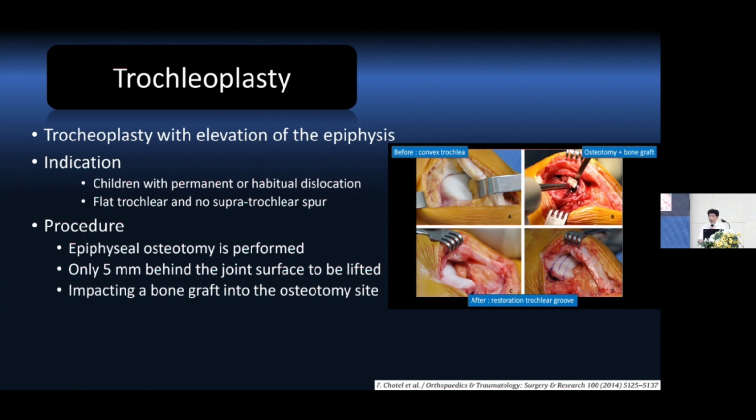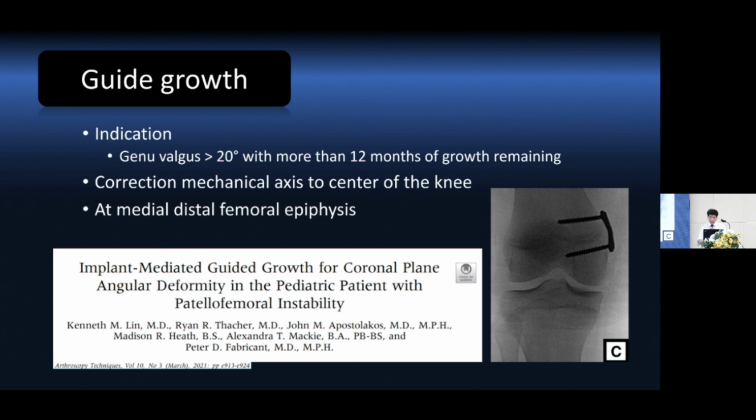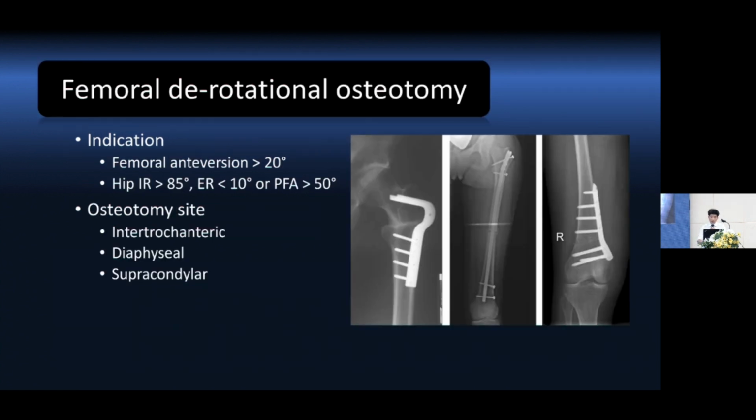followed by impacting a bone graft into the osteotomy site. About guided growth, the indication is genu valgum more than 20 degrees with more than 12 months of growth remaining. This procedure can correct the mechanical axis to the center of the knee and is performed at the medial distal femoral epiphysis to stop the growth on the medial side. Femoral derotation osteotomy is indicated for femoral anteversion more than 20 degrees, hip internal rotation more than 85 degrees, external rotation less than 10 degrees, or pelvic femoral angle more than 50 degrees. The osteotomy can be performed at the intertrochanteric, diaphyseal, and supracondylar sites.